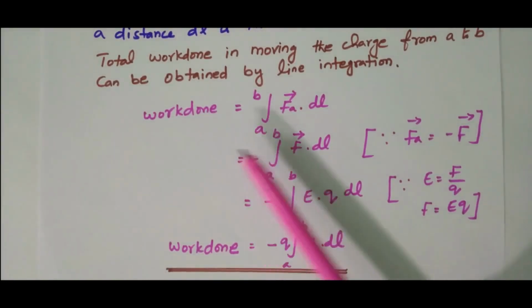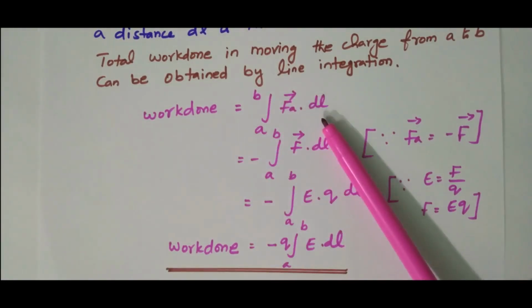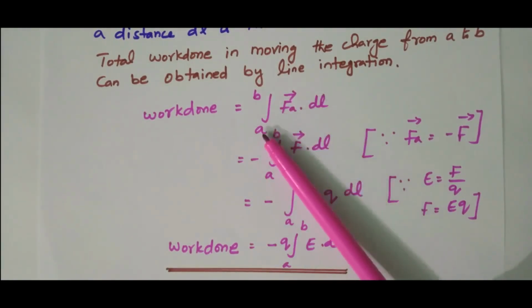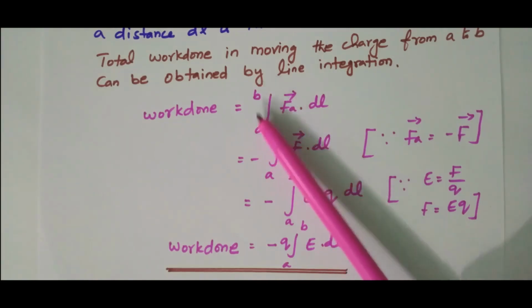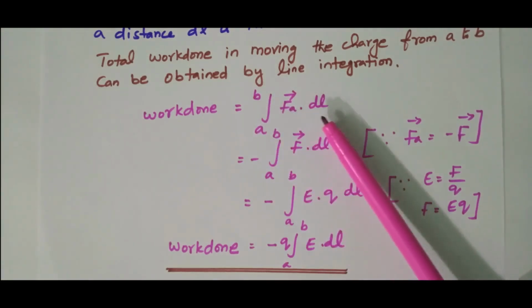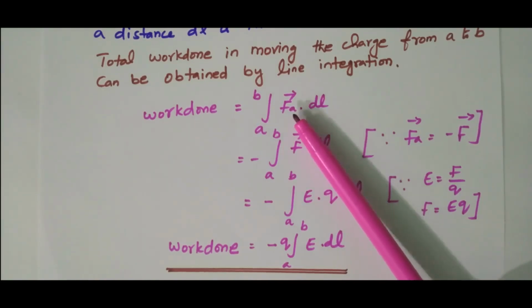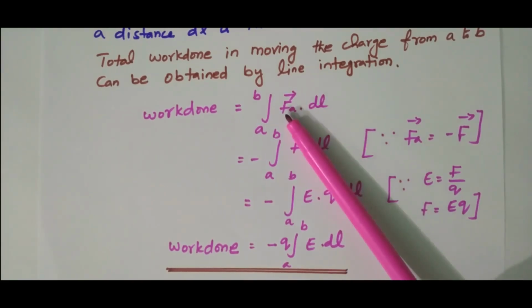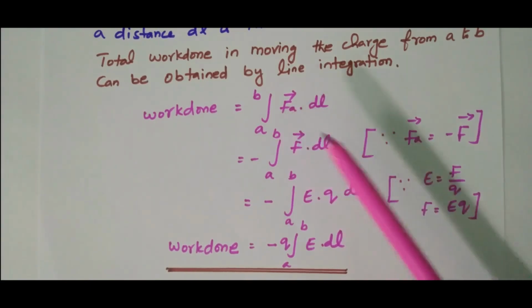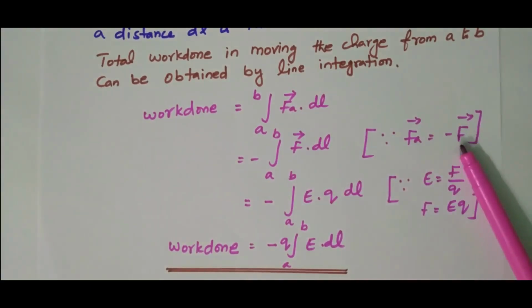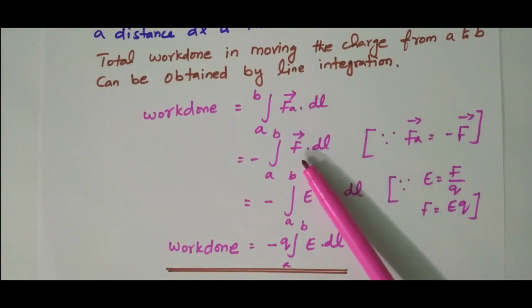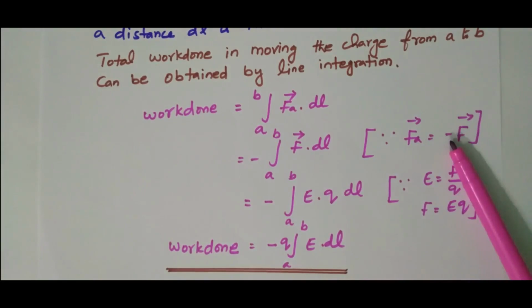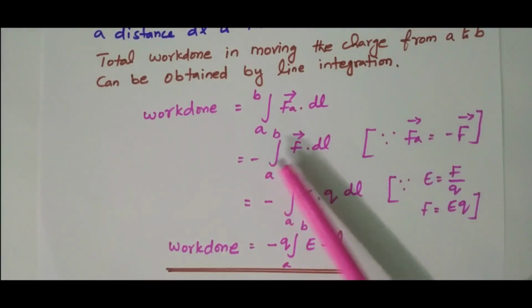So work done equals integral A to B Fa dot dl. Right? A to B are the two points. In between A and B only the charge is moving. This is the applied force into dl. But this Fa is equal and opposite to the force developed. That is Fa equals minus F. So we can replace this Fa with minus F. Now this is the applied force, now it is replaced with the force developed. Fa and F are equal but opposite, negative. So minus F dot dl.